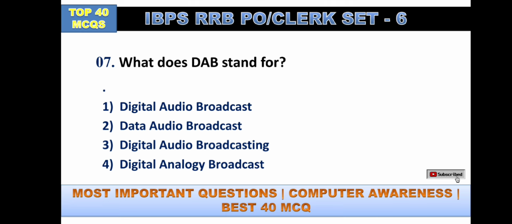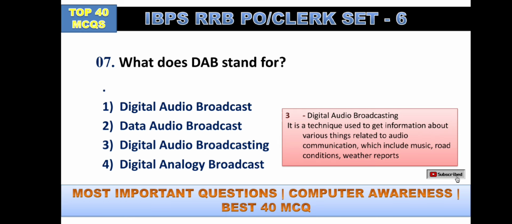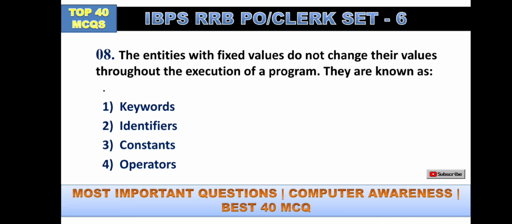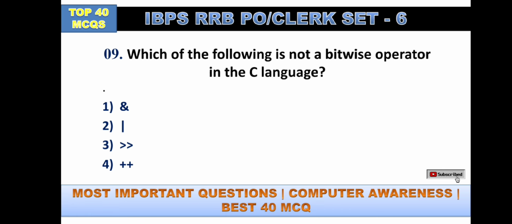What does DAB stand for? See, DAB stands for Digital Audio Broadcasting, and it's a technique used to get information about various things related to audio communication, which include music, road condition, weather report, etc. The entities with fixed values do not change their values throughout the execution of the program, so they are known as constants. Option number 3.